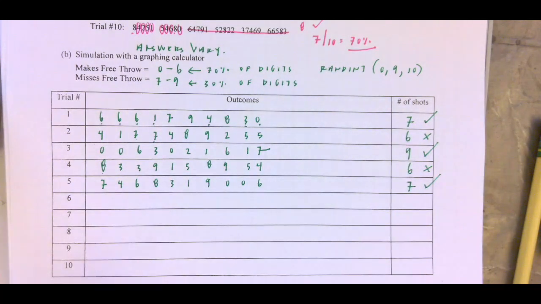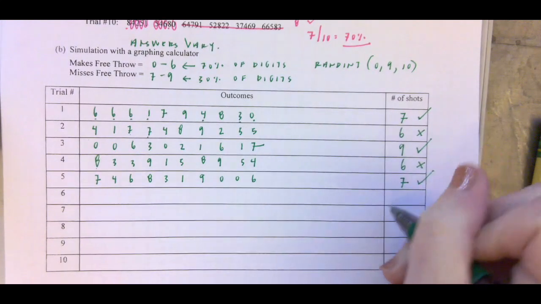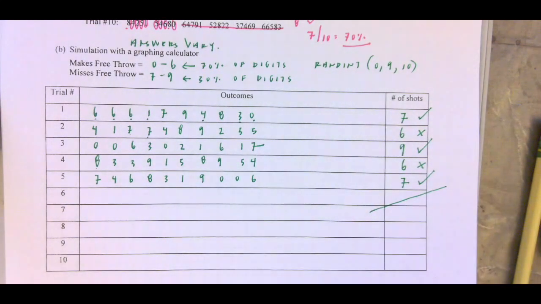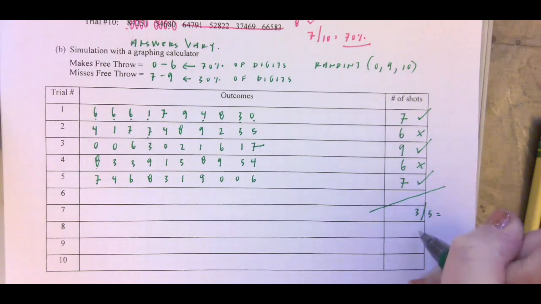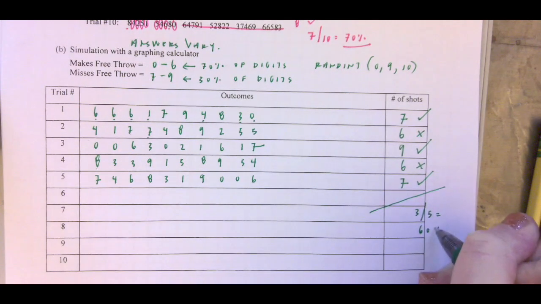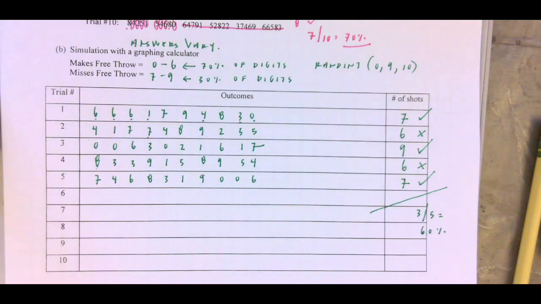Okay, I want you to finish up the remaining 5 trials and then write the summary statement. I'm going to stop here and make my summary statement after the 5. So here we're seeing that in 3 of the 5 trials, right, in 60% of our trials here, he made 7 or more free throws.